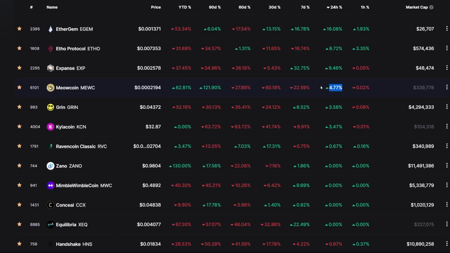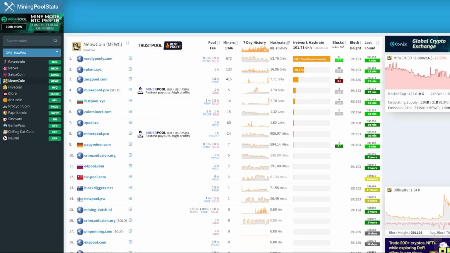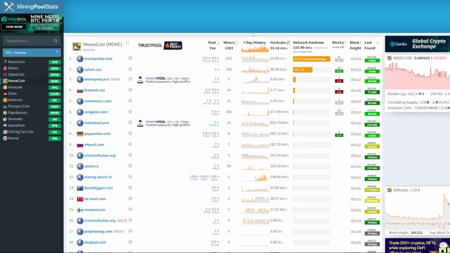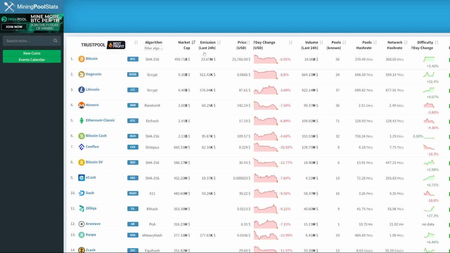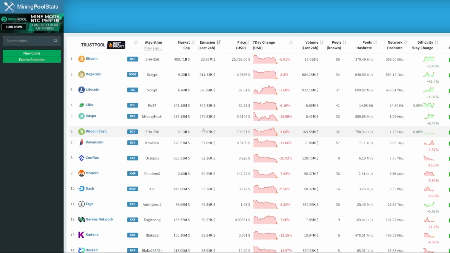But looking at some that have gone up over the past 24 hours, we've got MeowCoin 4.77, but really it's not that much to really jump up the network hash rate. It's not going to make much of a difference, because over the past month here, or the 7-day history on mining pool stats, the hash rate of MeowCoin has only gone up a little and gone down, so it's really going to be fluctuating a lot, because it really comes down to the 24-hour emissions of all these coins. It's really not that big, right?